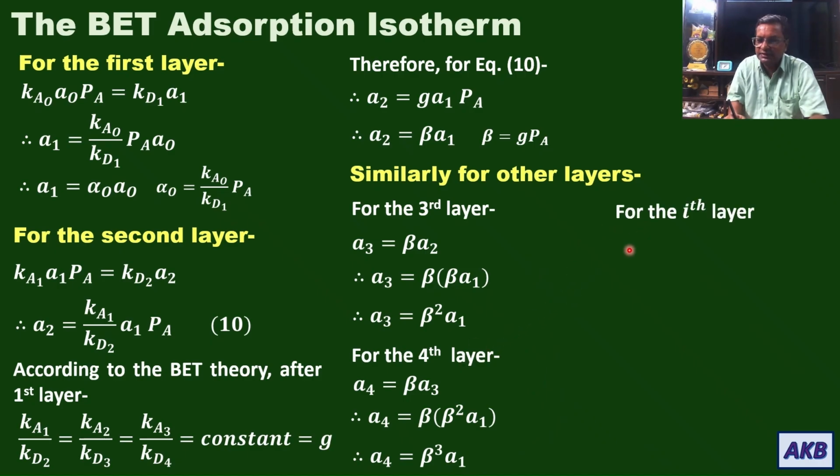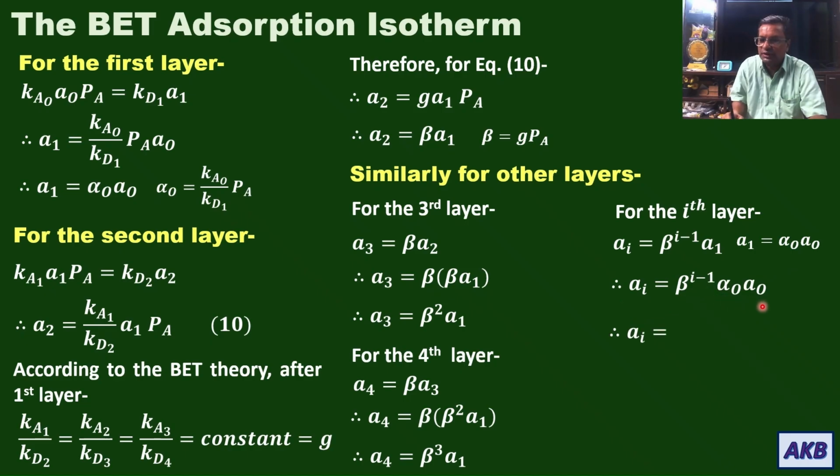So with this understanding, for any ith layer, we can write this equation: Ai is equal to beta raised to i minus 1 into A1. You can easily follow how we get this equation. And for A1, we have got the equation in terms of alpha naught into A naught. So A1 is alpha naught into A naught. I can replace A1 with this. So that gives me Ai is equal to beta raised to i minus 1 into alpha naught into A naught.